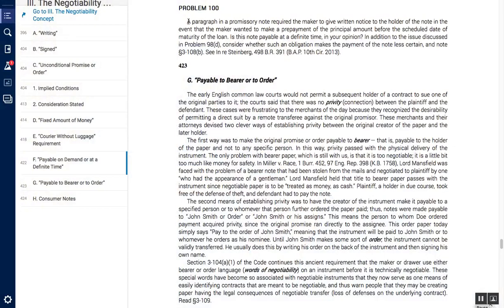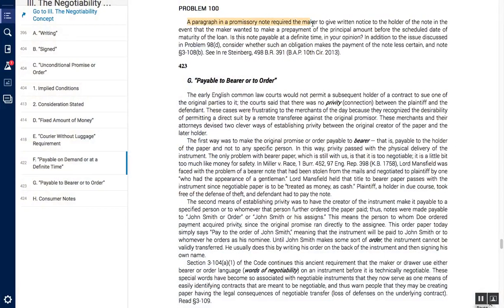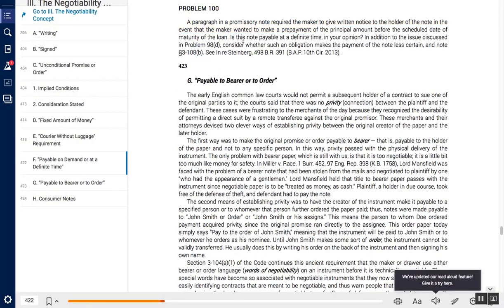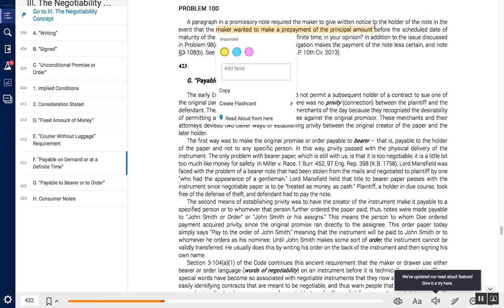It says a paragraph in a promissory note required the maker to give written notice to the holder of the note in the event that the maker wanted to make a prepayment of the principal amount. Okay. What do you think in your gut? Does that destroy negotiability? Is that a problem? Before even reading on, no. All it says is that the maker of the note is going to give notice to the holder to prepay it.